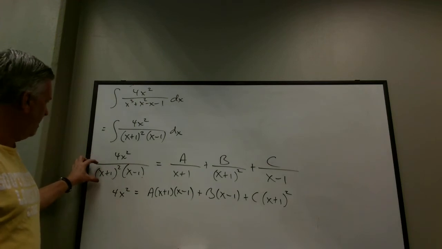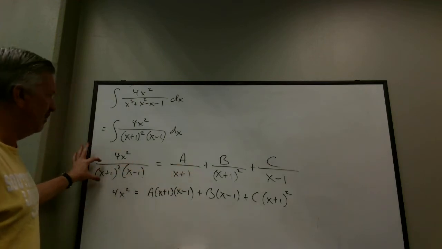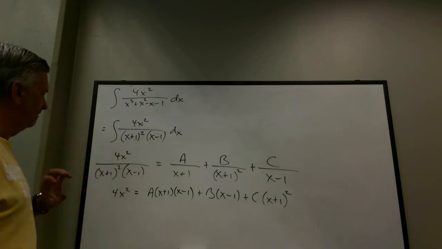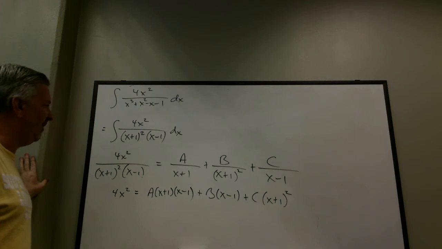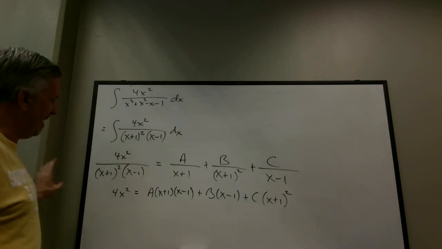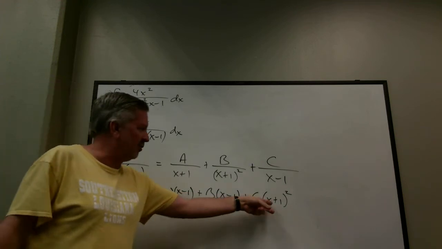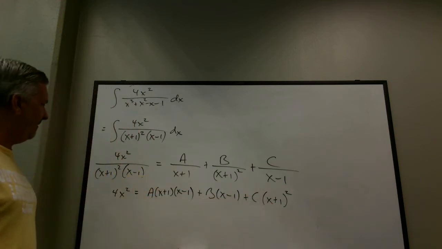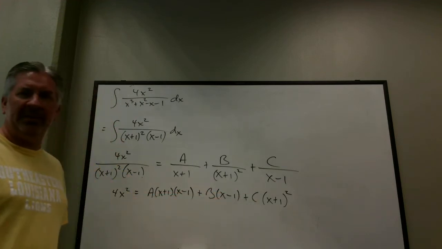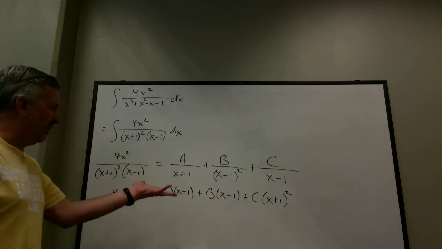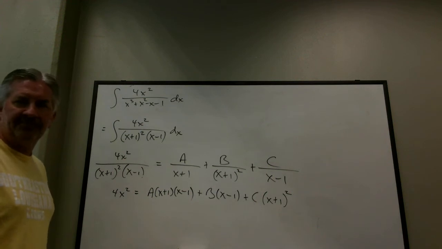So when I multiply that, I lose one of those. Multiply by that, I lose that. And I multiply by that. Now, could we do the same game that we did on the last example? For example, if I let x be 1, these two disappear, and you'll be able to find c. If I let x be negative 1, these two disappear, and I could find b. Notice, I didn't find a.